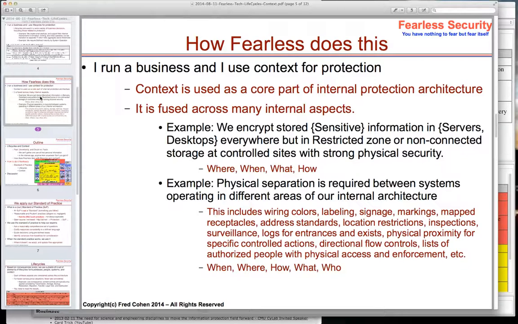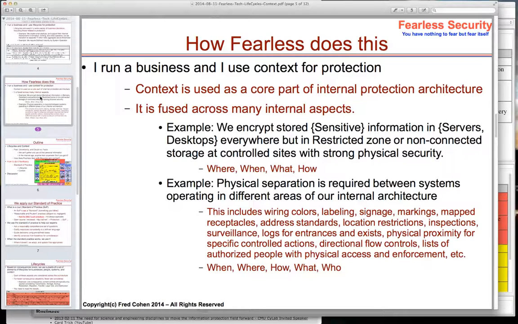Another example is the issue of context, right? Context is a core part of internal protection architecture for most enterprises. Again, this is who, what, where, when, why, how, right? So we have lots of different internal aspects that use this. For example, we encrypt stored sensitive information in servers and desktops everywhere.